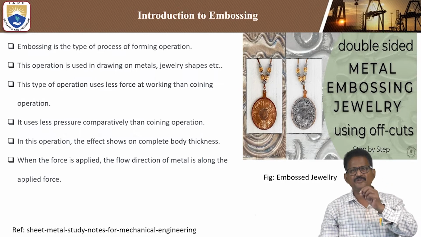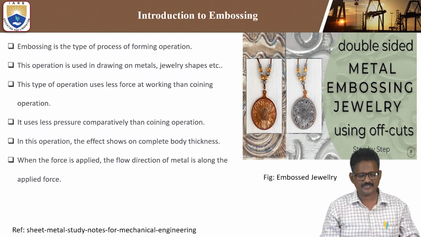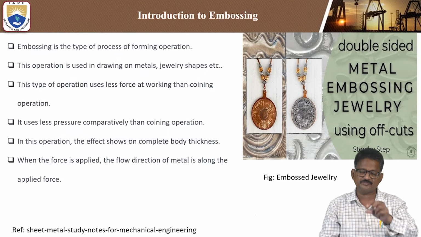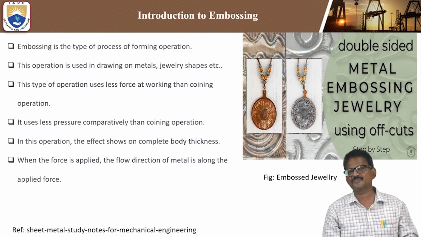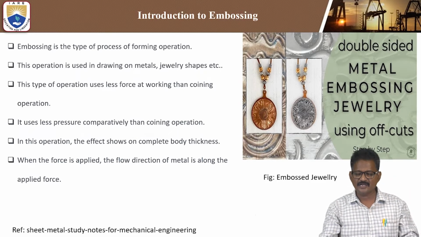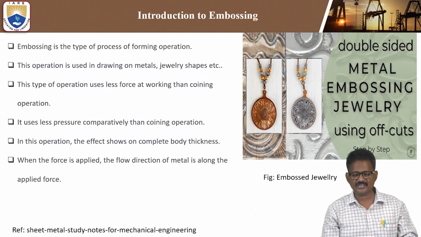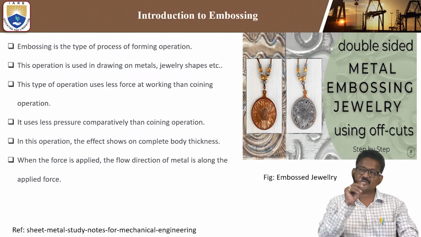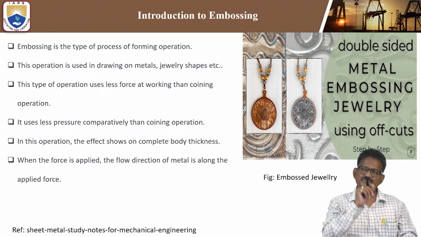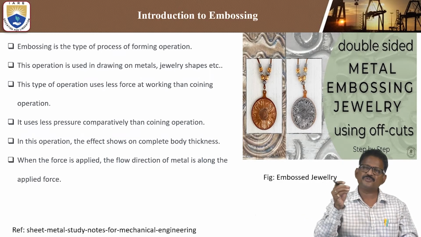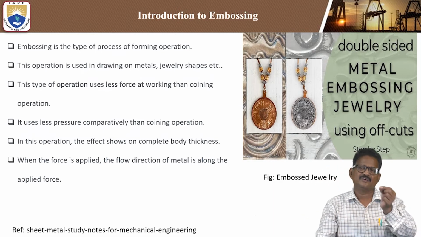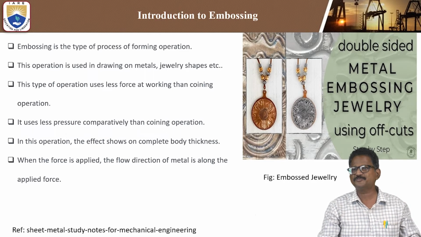This type of operation uses less force than the coining operation, and comparatively less pressure. In coining you have to perform the impression on both sides, but in embossing on one side only. So comparatively less pressure is required than in the metal coining process. In embossing, the effect shows on the complete body thickness. Depending on the thickness, which can vary, 1 mm, 2 mm, 5 mm, the pressure can be increased based on the thickness. If the thickness is very small, obviously very little pressure can be used. That is an interesting point.